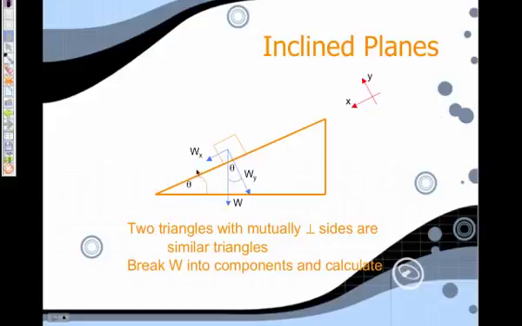And since they have two triangles with mutually parallel or perpendicular sides, they're similar triangles. You're going to break them into components and then calculate it, and they are similar triangles. So this angle right here and this angle right here are going to be equal to each other.